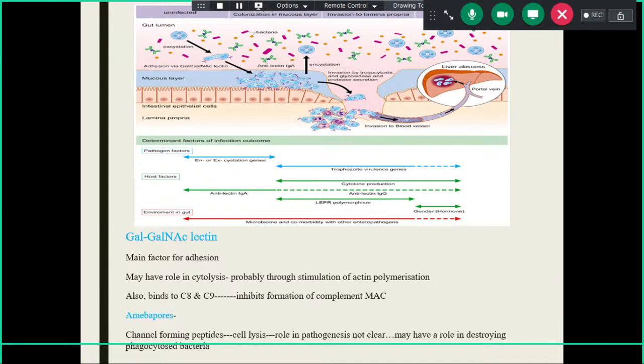The same is explained in this diagram. The gut has a normal lectin layer which gives a protective layer, but E. histolytica has an affinity for that protective layer and can adhere to it. The main factor for adhesion may have a role in cytolysis, probably through stimulation of actin polymerization, and binds to C8 and C9. That is what I explained to you previously.